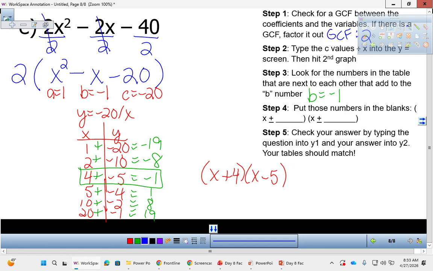But remember that 2 in front. If you forget the 2, everything will be half of the value it should be, because we divided the 2 out, so we have to multiply them all by 2. So the factored form has the GCF in the front, and then we use A equals 1. So it's possible that you need to use both methods. Are you okay with that?